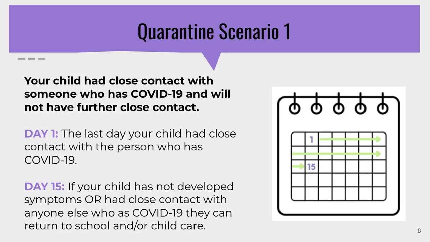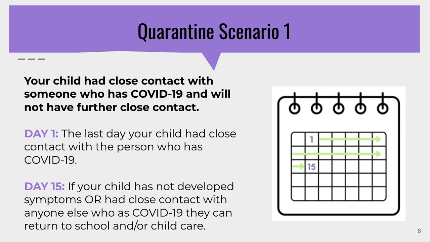If the household member continues to have close contact with that person, then their quarantine period will start over. We'll discuss a few different quarantine scenarios below. These situations apply to all household members, but we have used children in the examples. So in this first example, your child had close contact with someone who has COVID-19 and will not have further contact. So this would apply to maybe your child got exposed at school or somewhere outside the household.